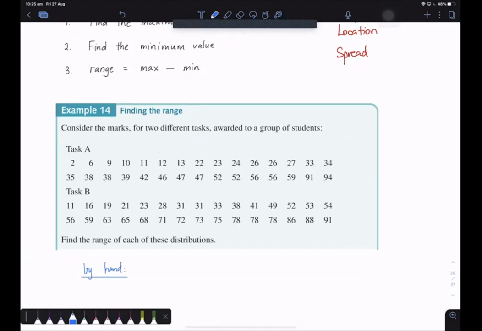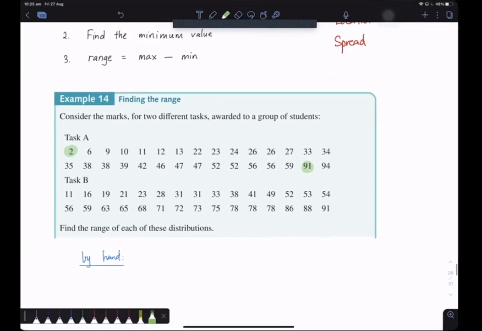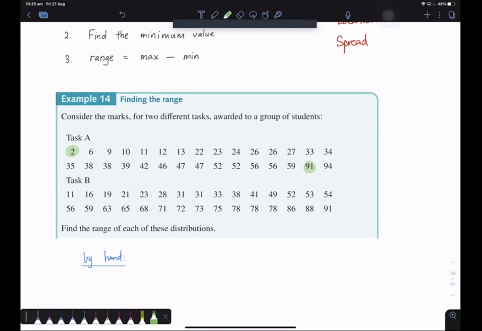So what we do, we look for our smallest number. That's the 2. We look for our largest number here. Seems to be 91. 94, right near it. 94, next to it. Oh, I'm blind. Yeah, thank you. So you've got your maximum number, you've got your minimum number. Now, instead of just writing the answer, at least show 94 minus 2.